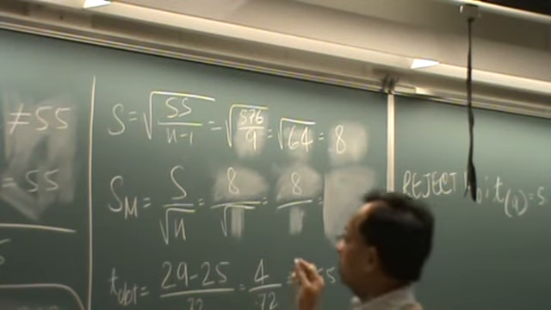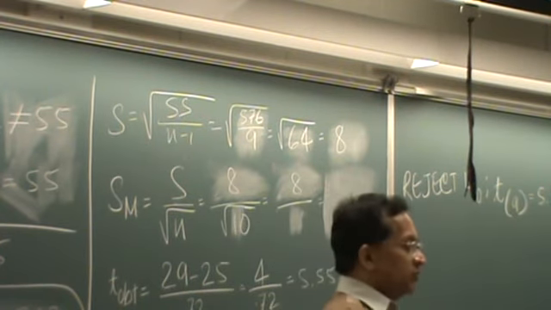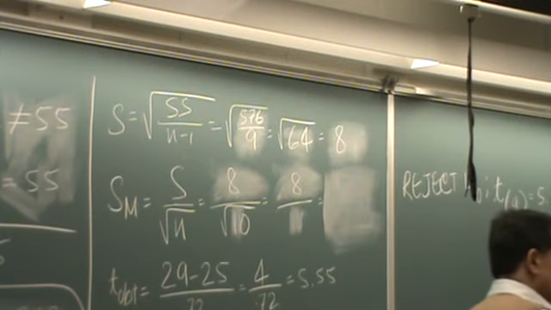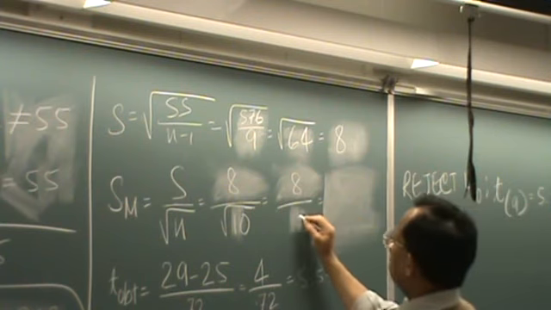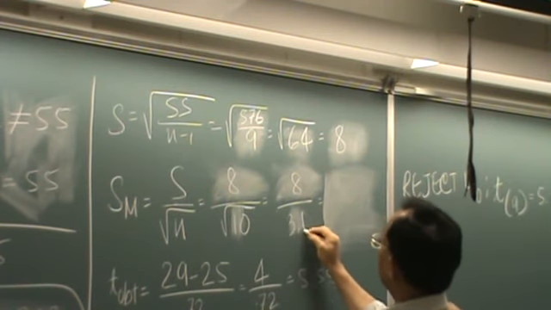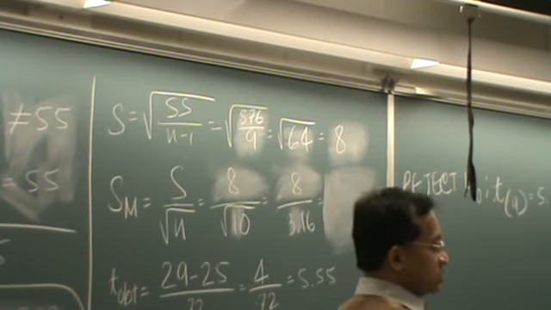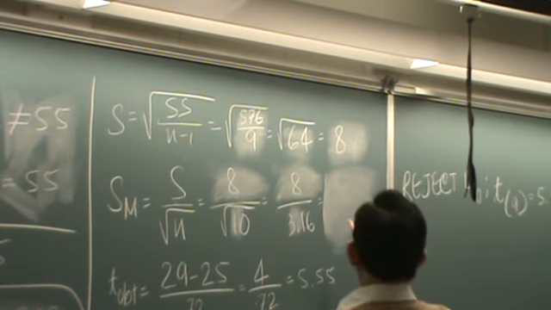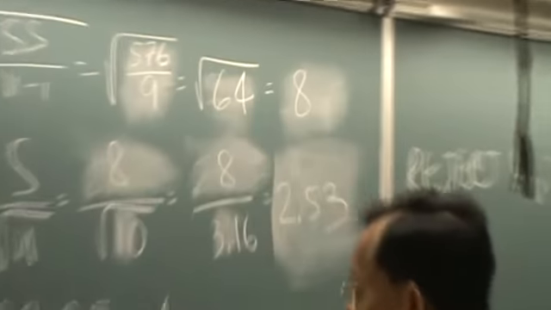We'll get back to that. So n is 10, so square root of 10 is how much? 3.16. Let's say 3.16, okay. 8 divided by 3.16, 2.5.